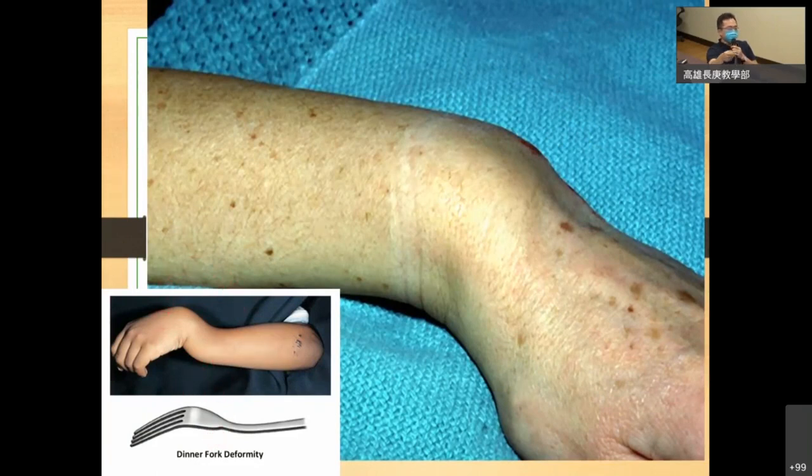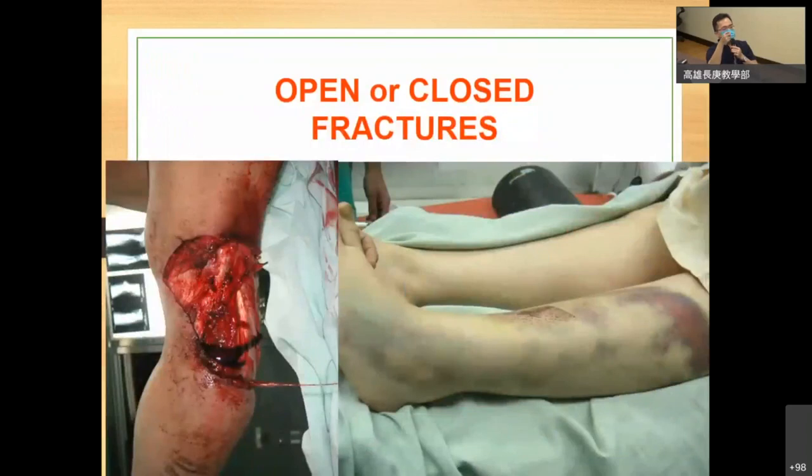Okay, if a patient has a history of trauma and feels pain and limited motion over the wrist joint, and the picture shows a dinner fork deformity, that means maybe there's a fracture over the distal radius. So you will see these pictures combined with the trauma history. Before you take the x-ray, you may have the impression of a distal radius fracture for these patients.